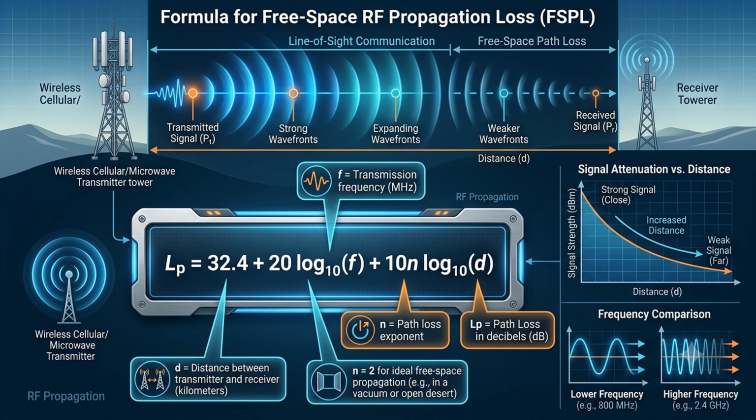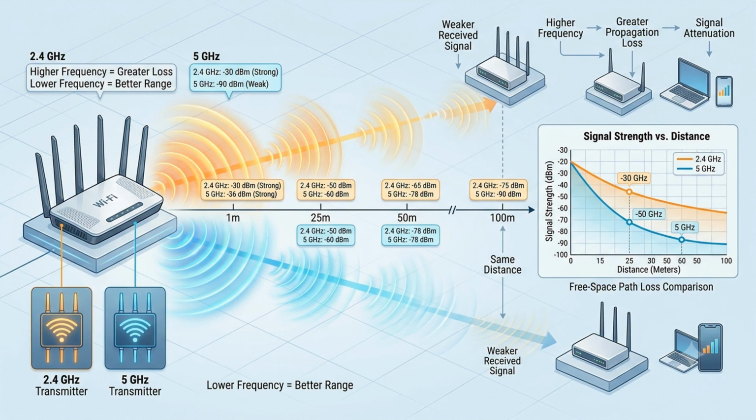Where F is the frequency of transmission in megahertz, D is the distance in kilometers, and N is the path loss exponent, whose value is 2 for free space communication, indicating how fast the signal attenuates with distance. The higher the transmission frequency, the higher the propagation loss is for the same distance.